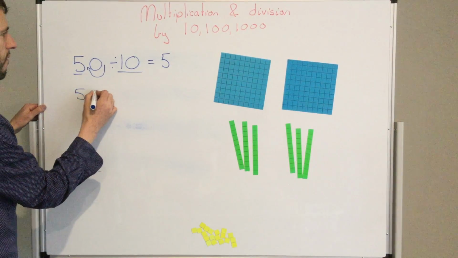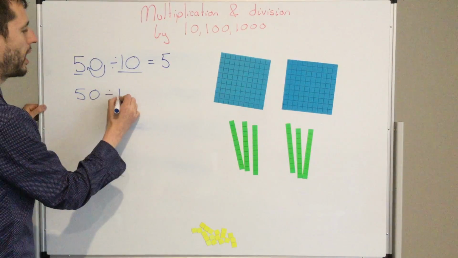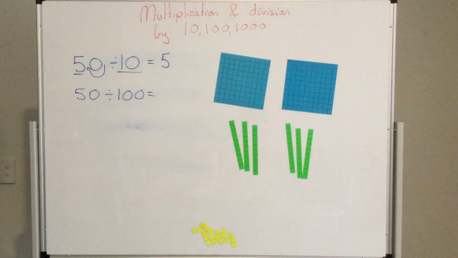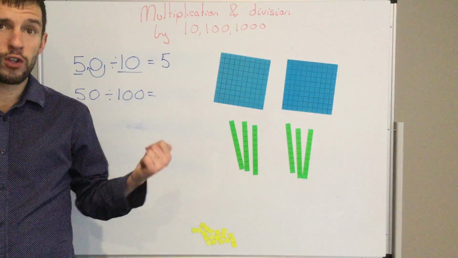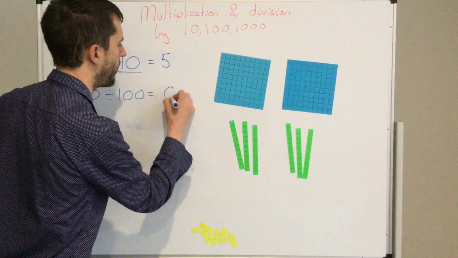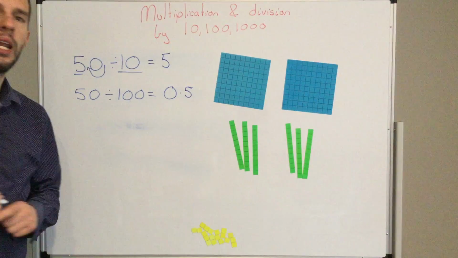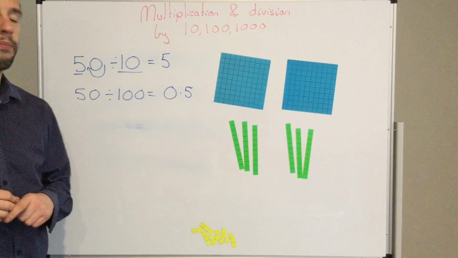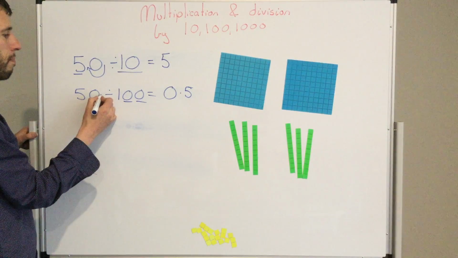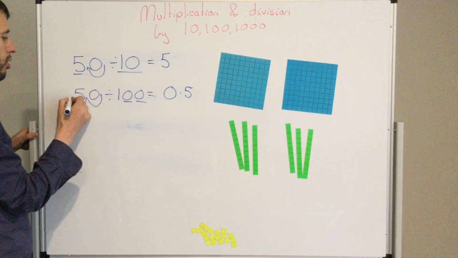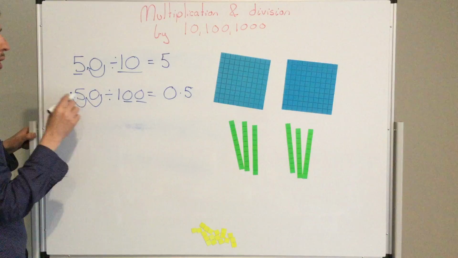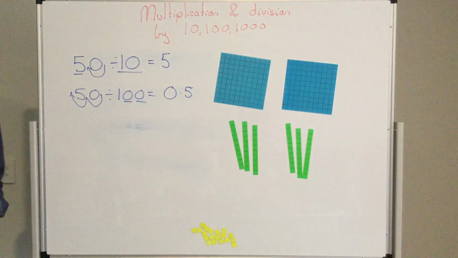Exactly the same if we have 50 divided by 100. Now, if you know your fractions, 50 over 100 is a half, and our answer should be 0.5. Let's double check with the rules. The rule is we've got 2 zeros in 100, so we're moving our decimal place 2 spaces to the left, and it goes to 0.5, which is what we have here.